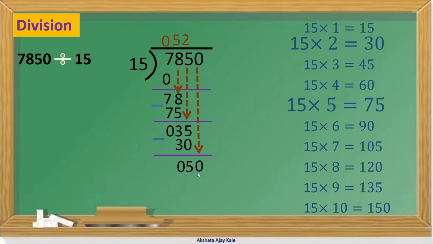Now we got 50. Again we will move to the tables. Here 15 3s are 45. Then 15 4s are 60. No, 15 3s are 45 is the favorable one. Right? So what we will do? 15 3s are 45. Now dear children, 50 minus 45 means 5 remain. Isn't it? Got this children? Same procedure we followed like that of single digit. Right?